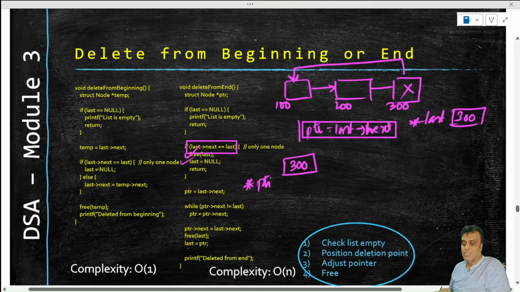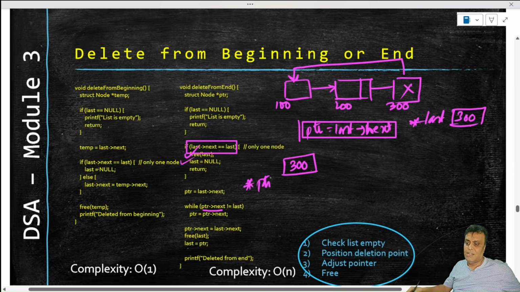Where is my PTR? My PTR is supposed to be, let us see the loop again. While PTR arrow next not equal to last, PTR equal to PTR arrow next. So PTR arrow next is not equal to last, that is where it stops. We had wrongly assumed that PTR goes to the last, but PTR doesn't go to the last, because what I missed was that PTR arrow next is not equal to last.